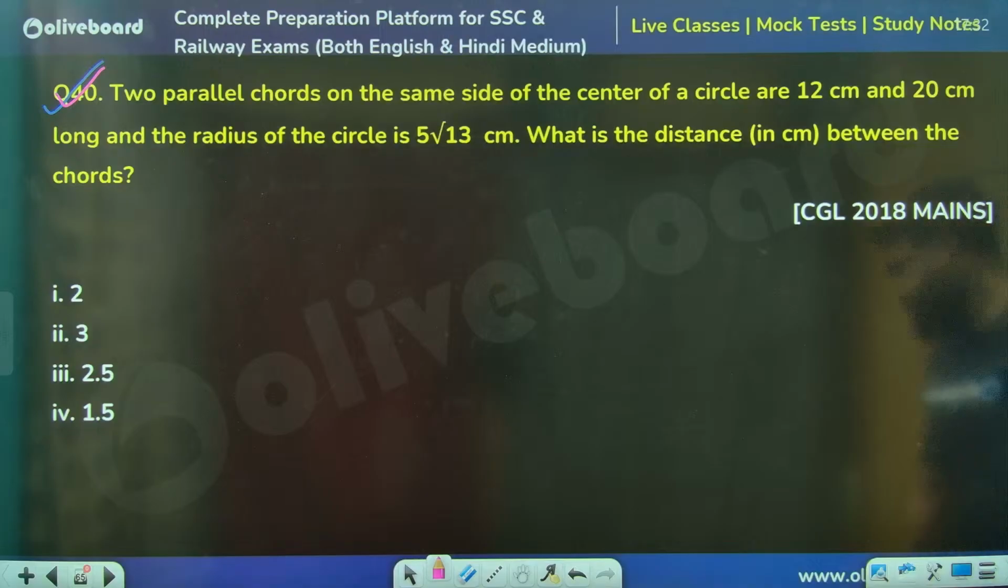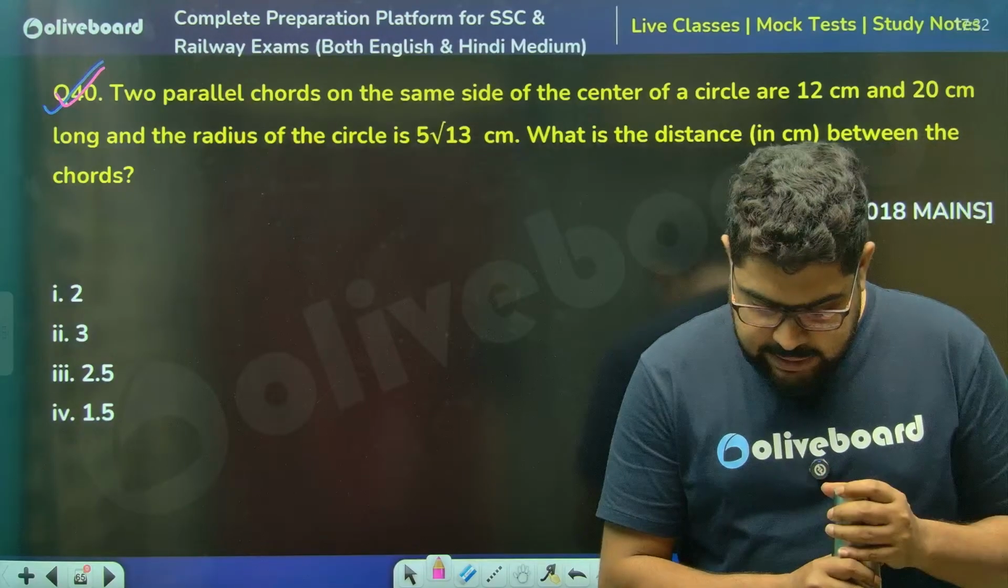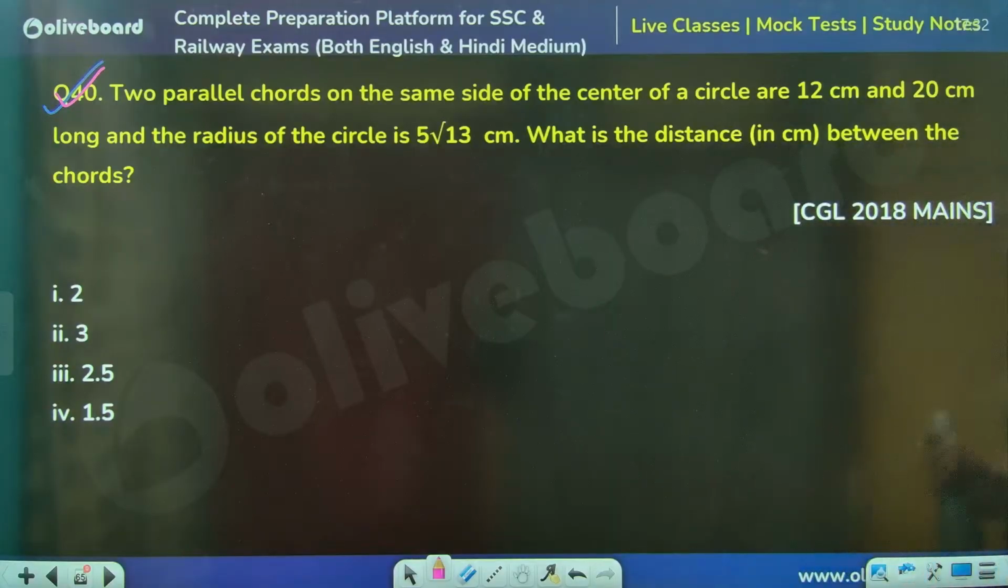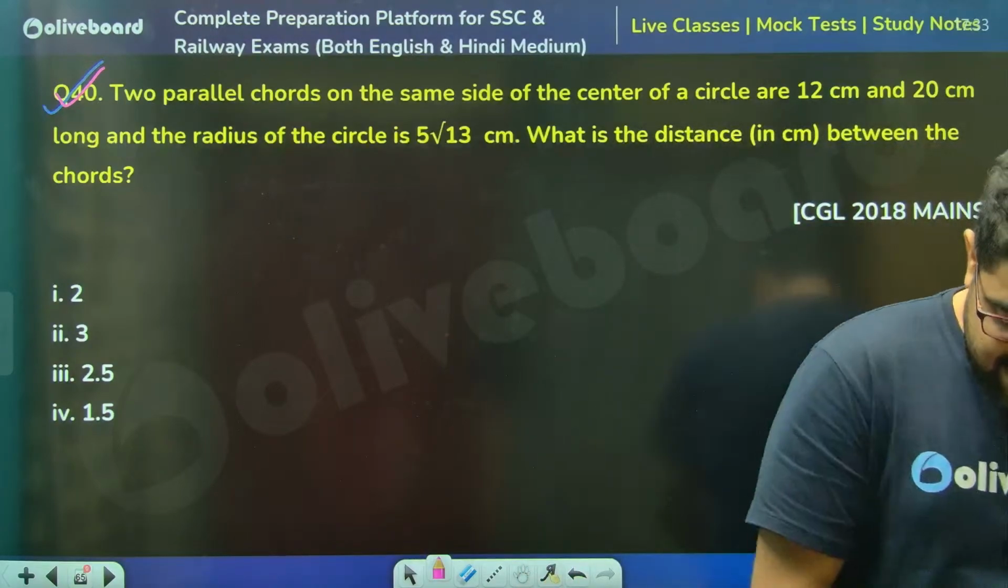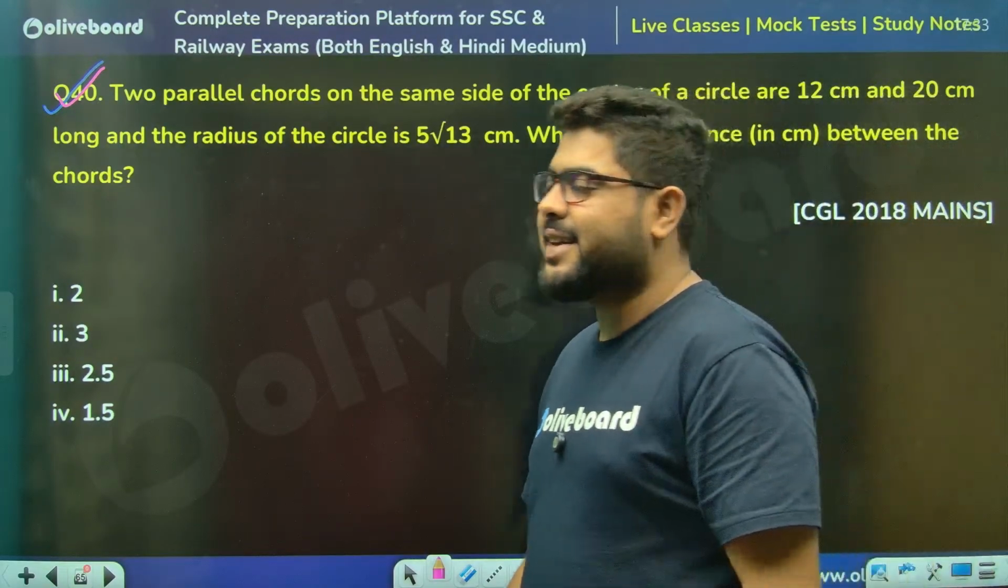Any answers? Given you enough time? Raghu is saying 2. 17 minus 15. Let's see. Just give me a minute.